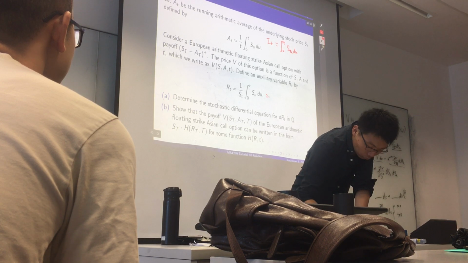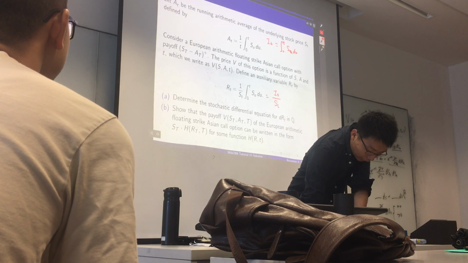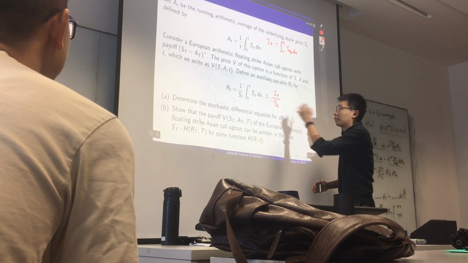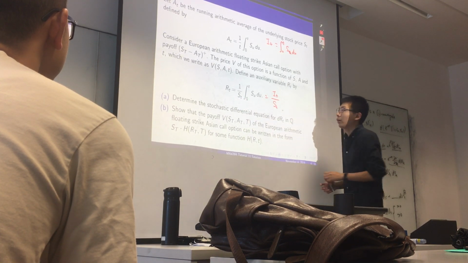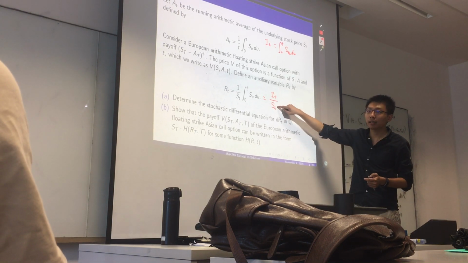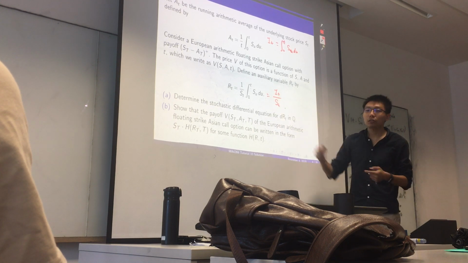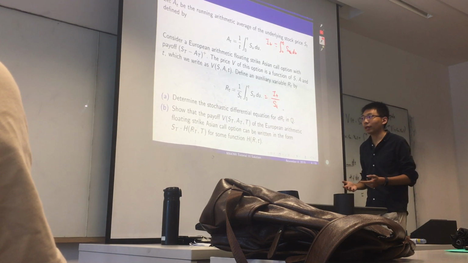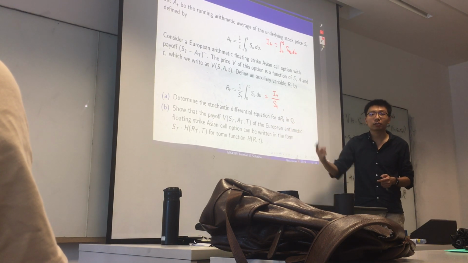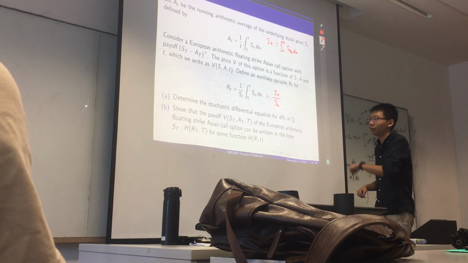So if we do that, we'll realize that RT is nothing but the integral of IT over ST. So RT is a function of I and S, and both I and S are just two Ito processes. So it's just a function of Ito processes. In order to find the differential form dRT, we just use multivariate Ito's lemma.